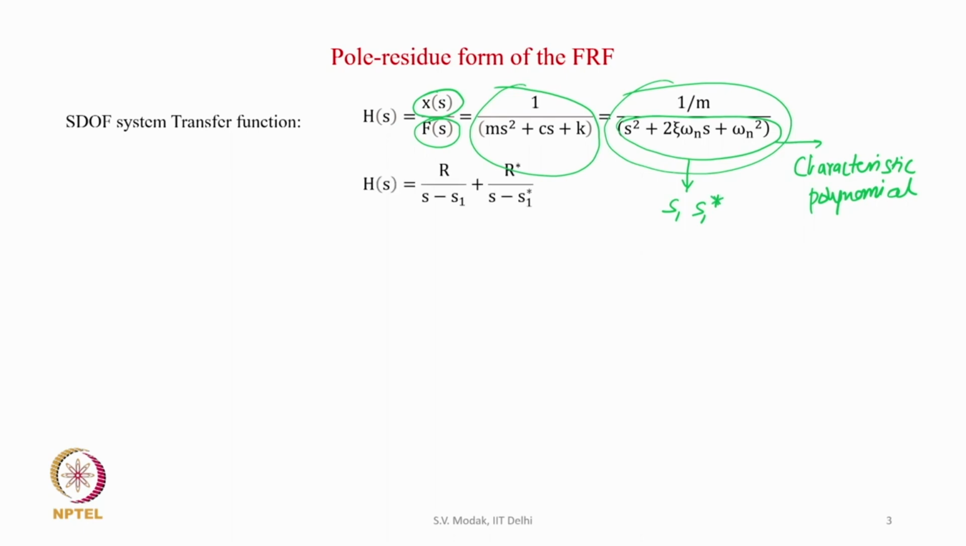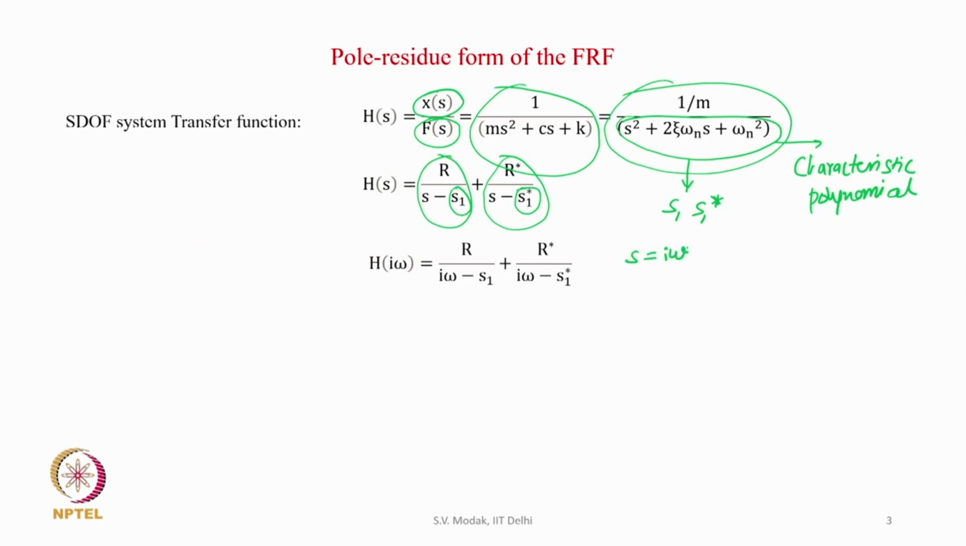With this, we can now write this transfer function in the partial fraction form. We can break the right hand side, the transfer function, into partial fractions. We have a first term which corresponds to the first pole s1, and then another term corresponding to the other pole, which is s1 star. There are two poles, and that is why there are two terms in the partial fraction expansion of the transfer function. Now we can obtain the FRF from the transfer function by substituting s equal to i omega.